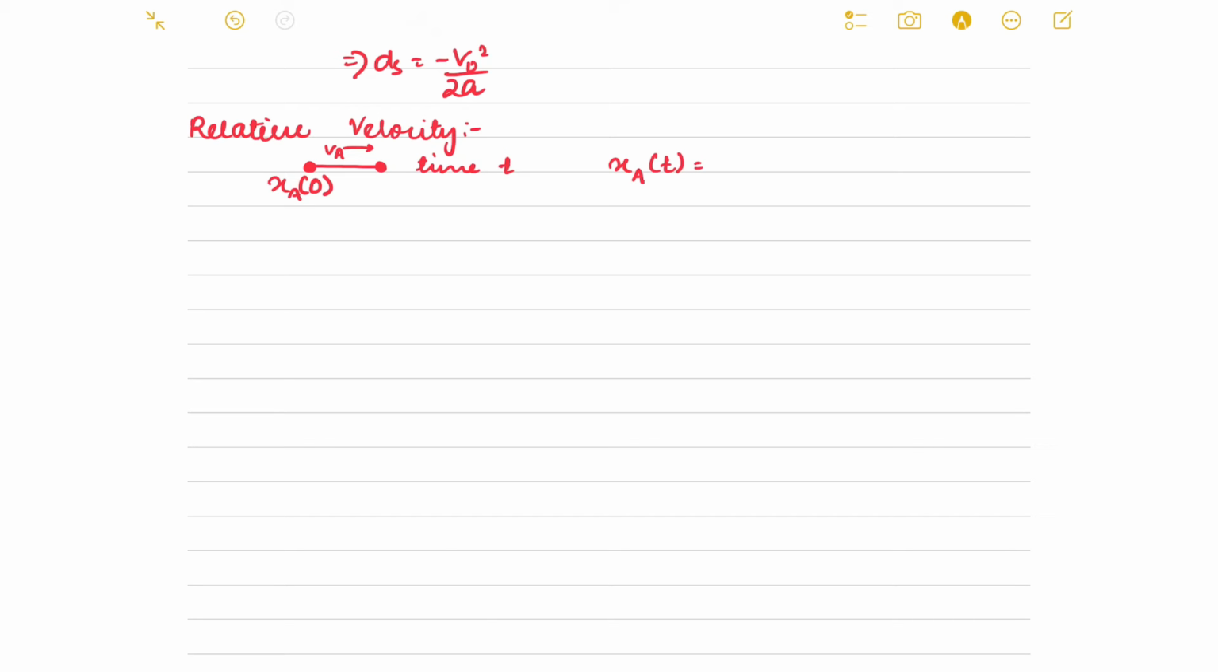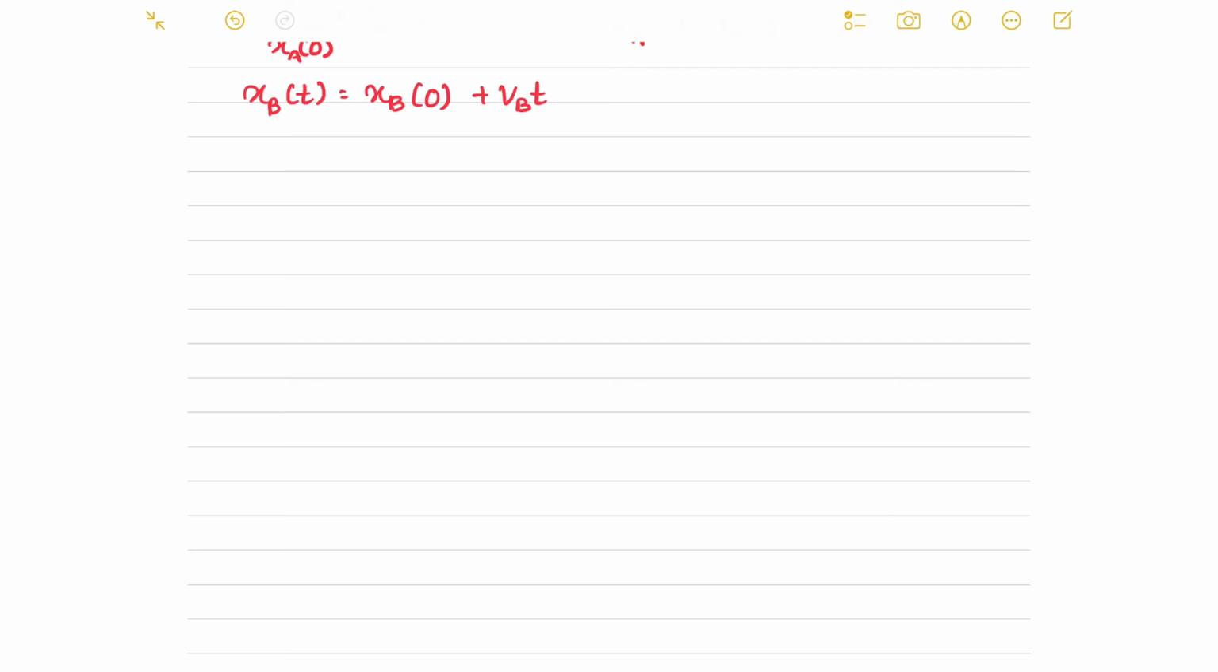Xa at t will be equal to the initial distance it was at, xa0, plus the distance it covers when its velocity was va and the time was t, which is given by vat. So xa at t is equal to xa0 plus vat. Similarly, for a body B, we can write xb at t is equal to xb0 plus vbt.